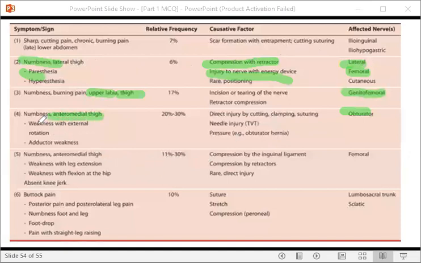We also have weakness in the muscle with external rotation, and the weakness comes because of direct injury from cutting, clamping, suturing, or needle injury. That's it. The femoral: numbness also of the anterior medial thigh, which is why the lateral thigh is the lateral femoral cutaneous. Also with weakness, but here it is compression by the inguinal ligament by a retractor, or rarely as a direct injury.